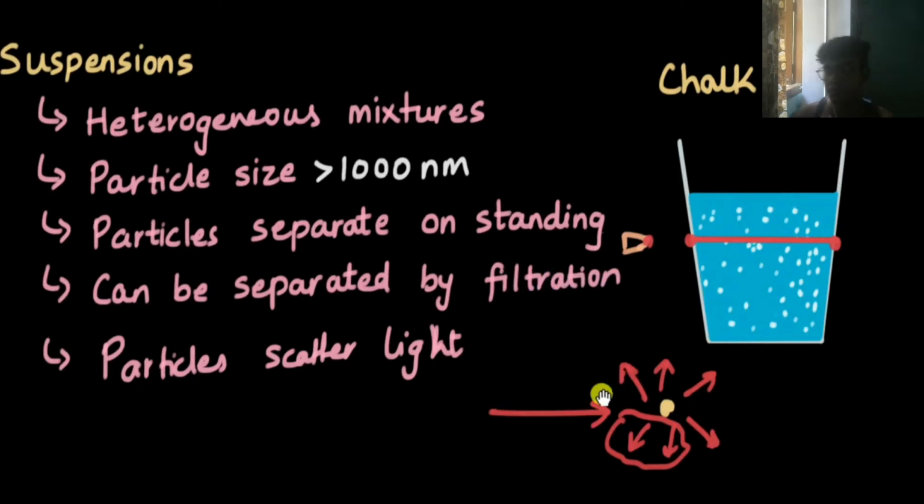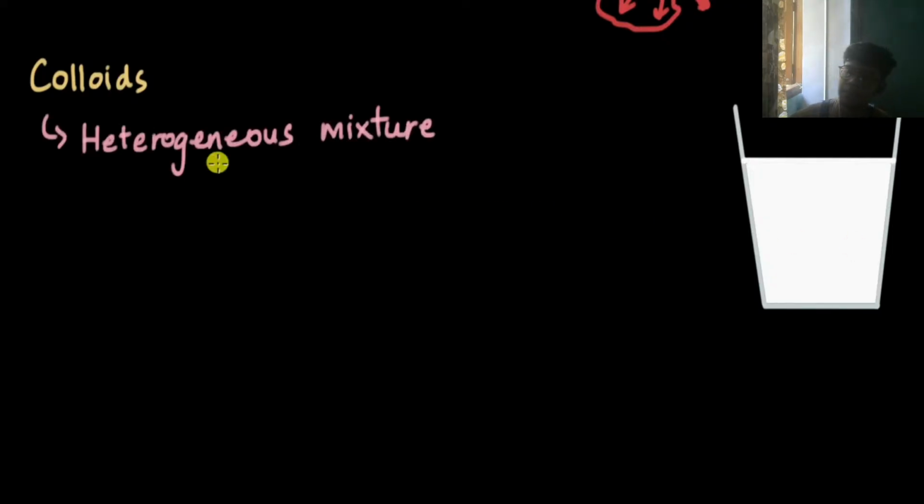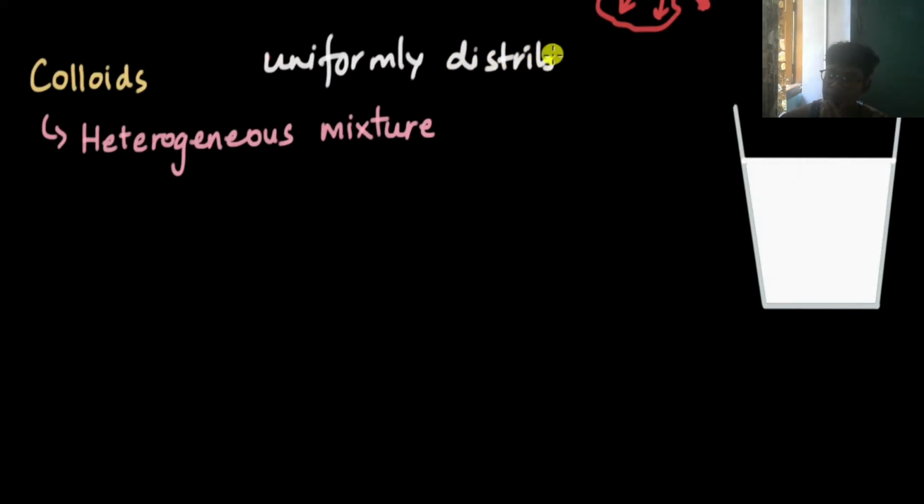Alright, now let's move on to colloids. So here we have colloid, this is milk. Now the first property is that it is a heterogeneous mixture. Now even though the particles in a colloid are uniformly distributed, even then this is a heterogeneous mixture. And let's see why that is.